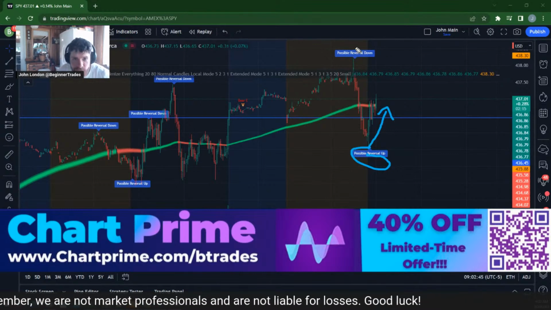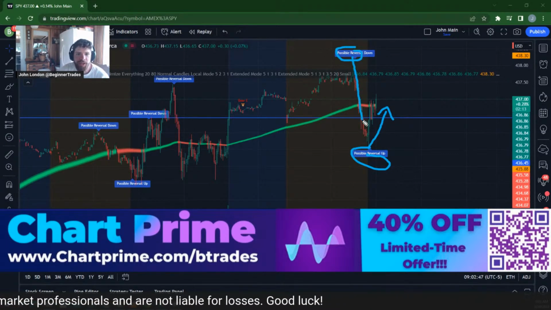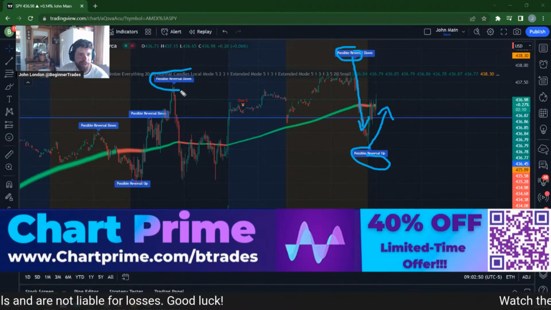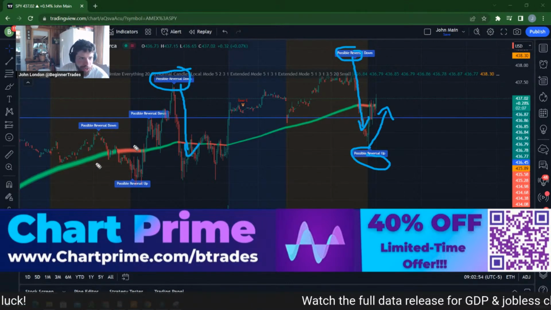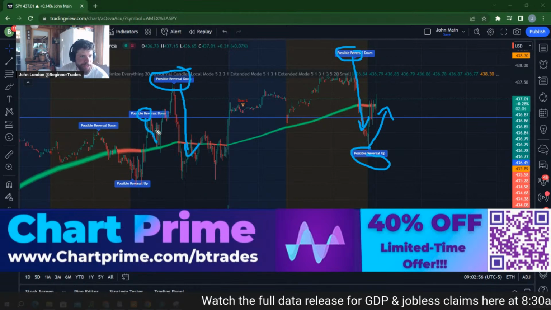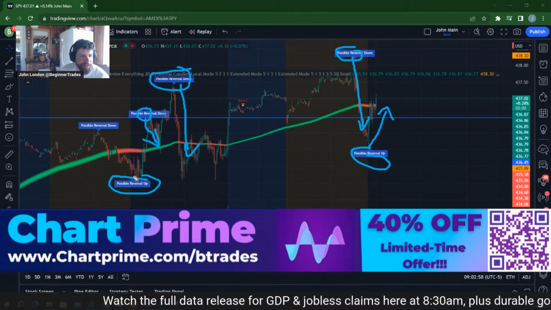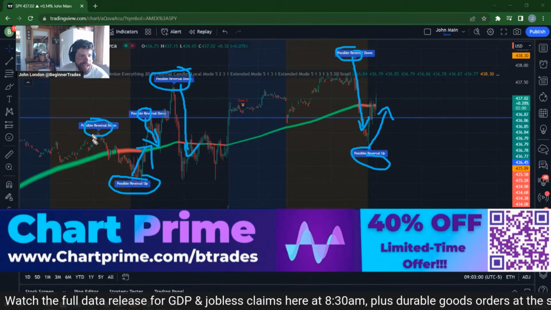You can use them in stocks, crypto, forex, futures. Possible reversal down. Huge drops. Look, reversal down, literally called the exact top again on a 5-minute chart. Huge drops. Literally called the exact top here again. Nice drop. Literally called the exact bottom here. Nice bounce. This was yesterday.